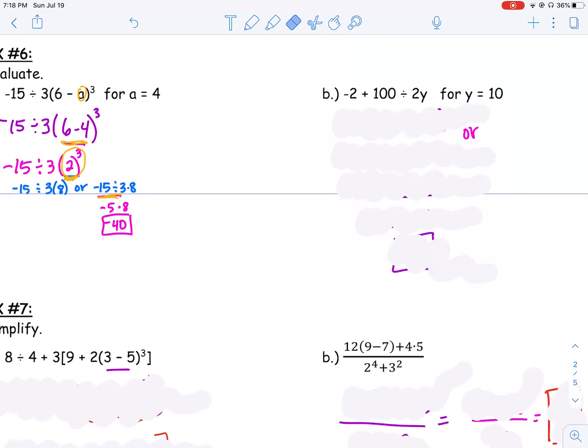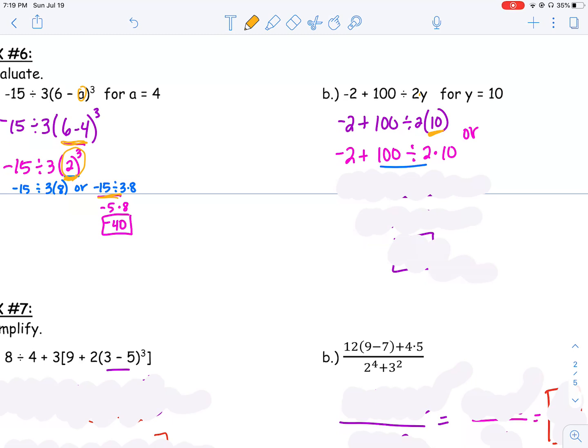For B, it says negative 2 plus 100 divided by 2 times y, for y equals 10. So I'm going to rewrite my problem, and instead of using a y, I'm going to plug in a 10 there. And you notice the 2y really means I have 2 times y. So I can write it with parentheses, or I can write it with a multiplication sign. Either way would mean the same thing. If you write it with parentheses, though, know that there's nothing you can really do inside those parentheses, so the parentheses are really just representing a multiplication anyway.